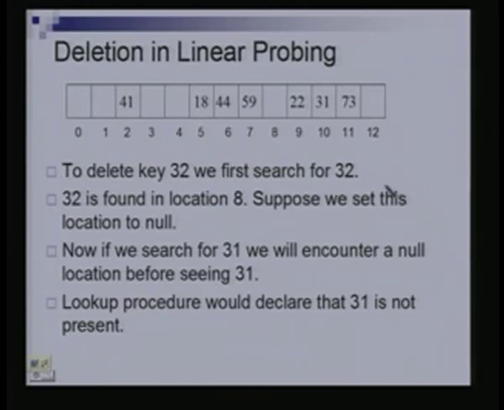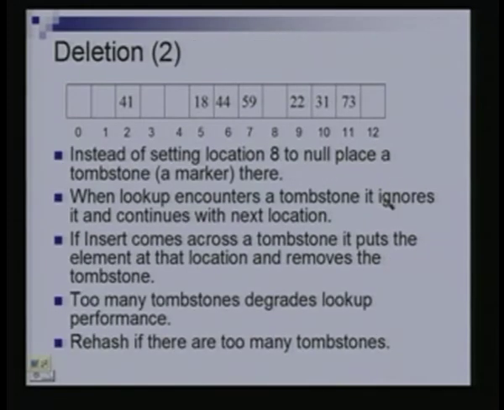Everyone with me? So how do we delete now? Instead of setting this location to null, we will place a tombstone, actually an X, right? A tombstone is just a marker, any marker. You could set a bit at that location, which specifies that this location was occupied by someone, and it was not always the case that this was an empty location. At some point this was occupied by someone.